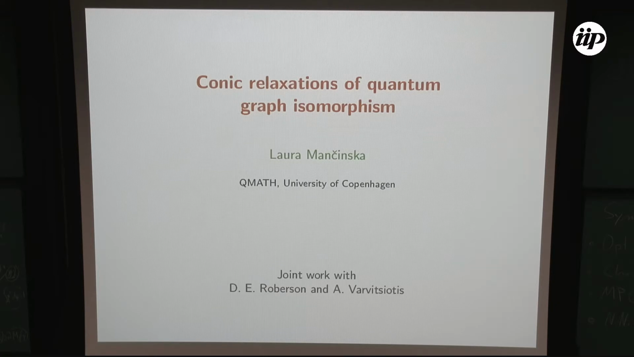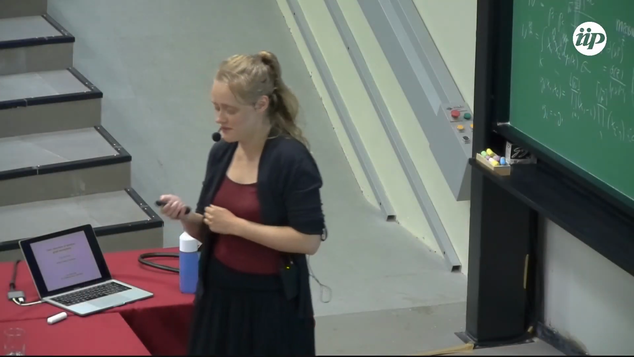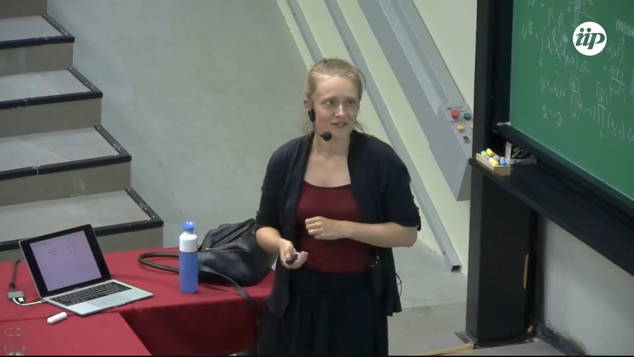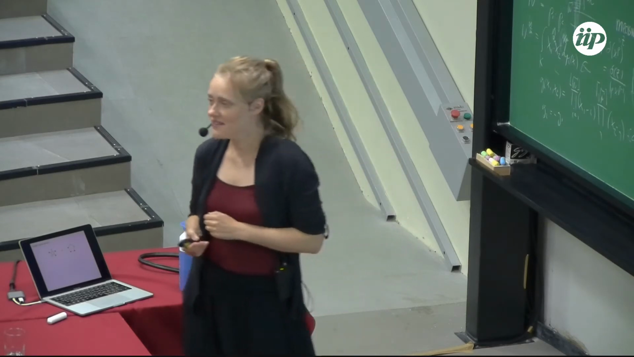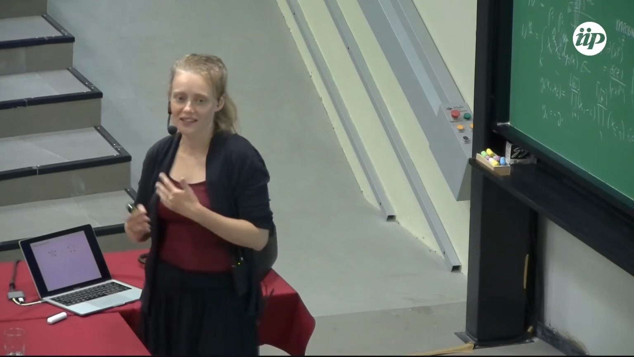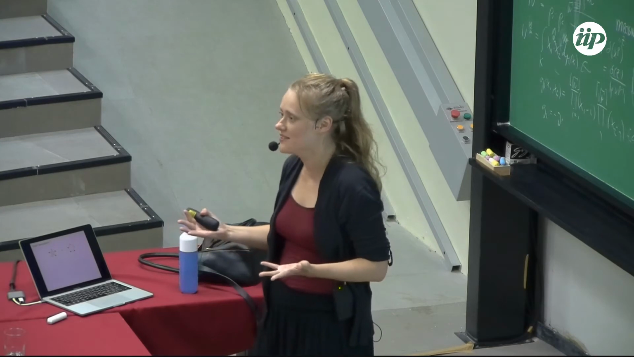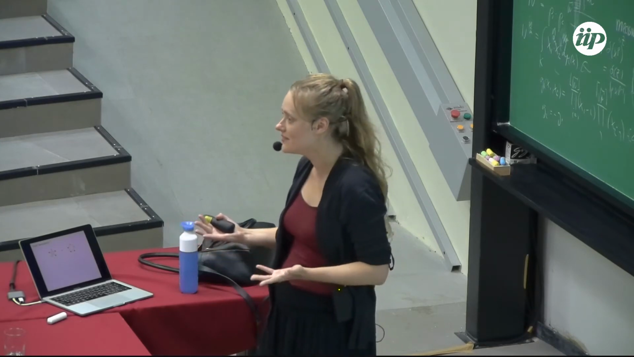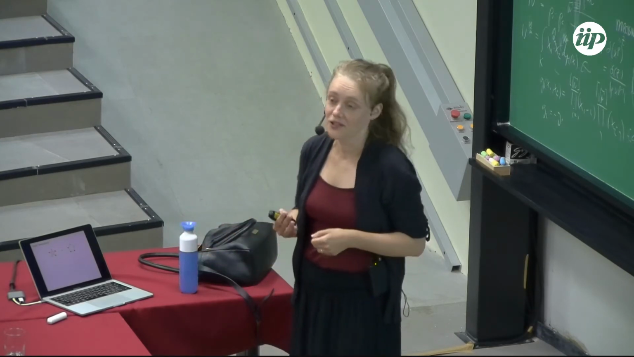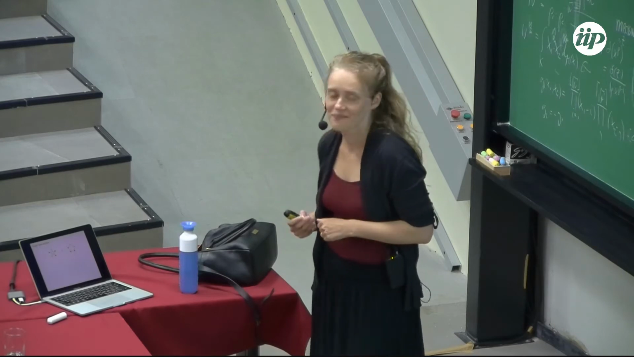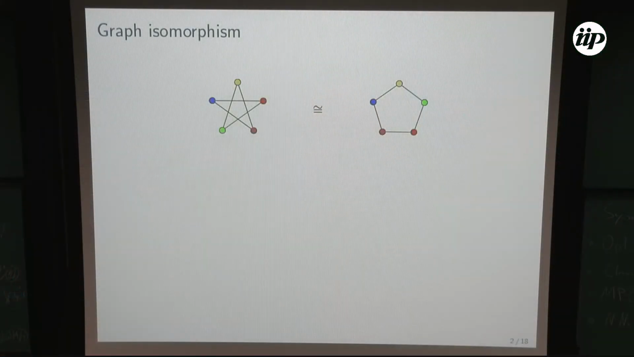Okay, so I'm going to talk about conic relaxations of quantum isomorphism. It's going to be isomorphisms of graphs. These are two graphs, and they are isomorphic. The idea of isomorphic graphs is that you actually have the same graph, but maybe you've labeled the vertices differently, so you don't see that. Then you're given these two graphs, and you would like to know whether or not they are isomorphic.